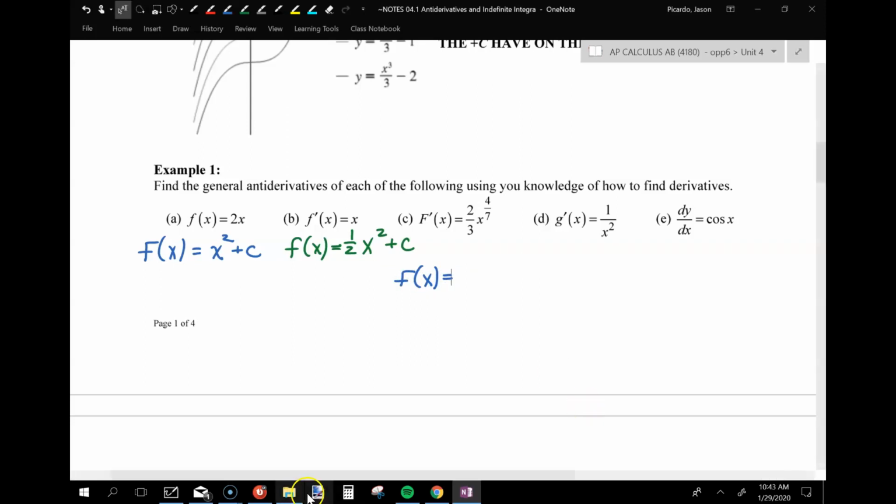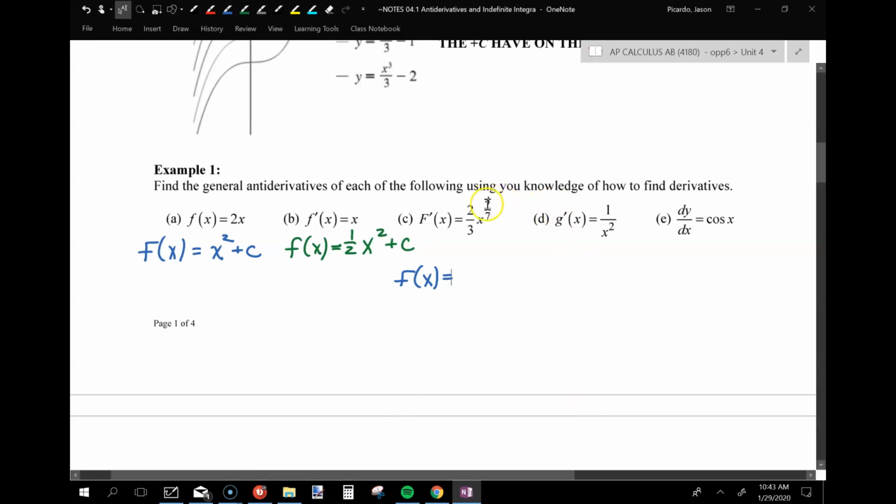All right, well, let's use things the way they're intended to be used. What do I do to the power to get an antiderivative? I have to add 1 to it, right? Because to get a derivative, I had to take away 1. So 4/7 plus 1 is 4/7 plus 7/7, which is 11/7.